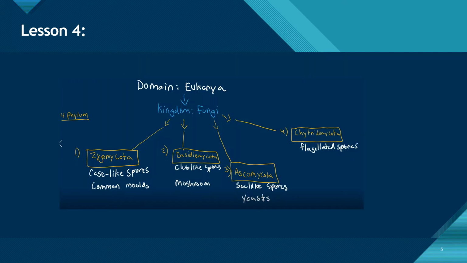The next lesson that we started studying was kingdom Fungi. Here we also took a look at the different phyla and some examples. Of course, we started off with the domain, which is Eukarya, then the kingdom, Fungi, and then broke it down into its four phyla: Zygomycota, Basidiomycota, Ascomycota, and Chytridiomycota. For the first one, I gave you some examples: case-like spores in little clusters, like common house molds. The next one was club-like spores, which make that little dome shape like a mushroom. The next one is sac-like spores, like yeast. And the last one is flagellated spores.